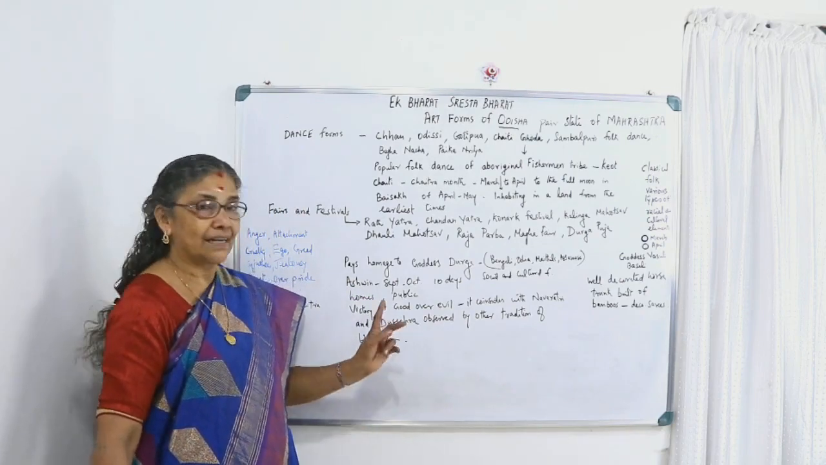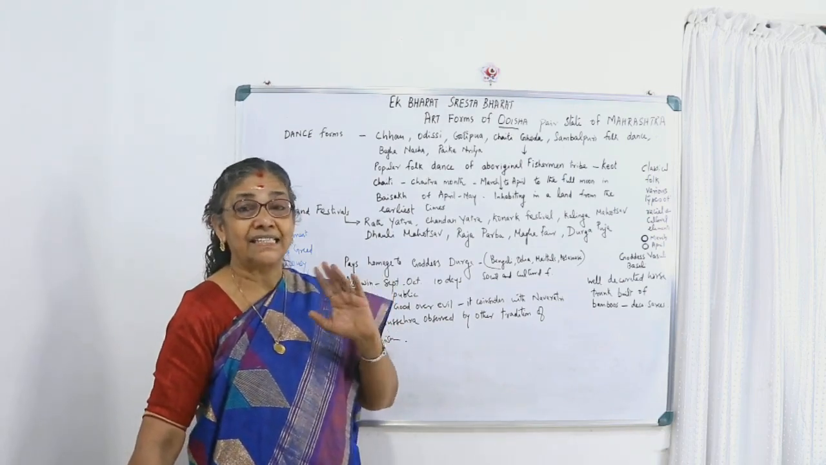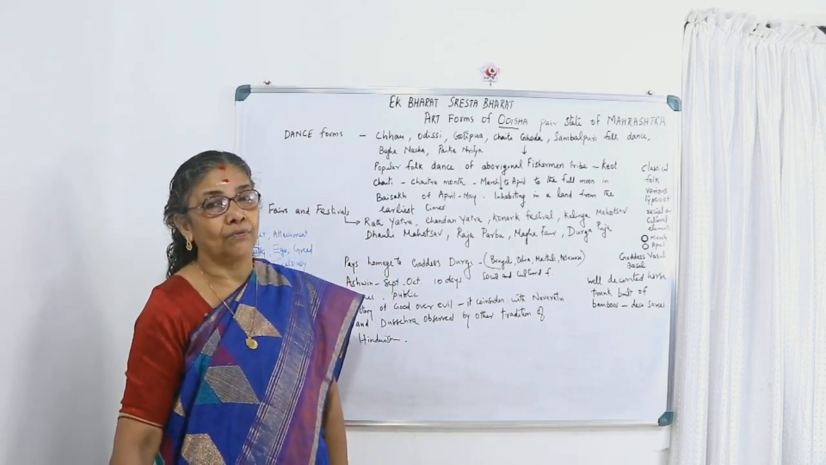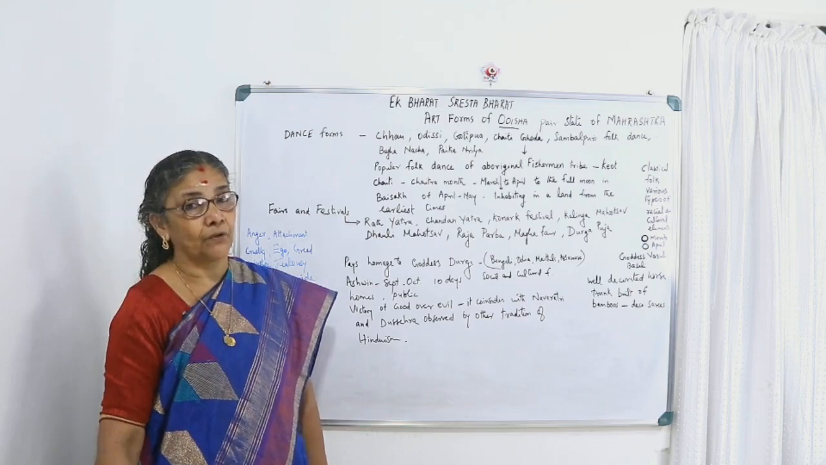And so Dasara, Dashahara, that is a Sanskrit word, it is the elimination of 10 bad qualities of human beings.